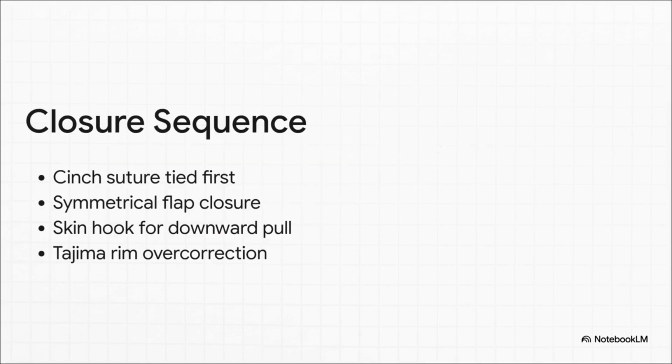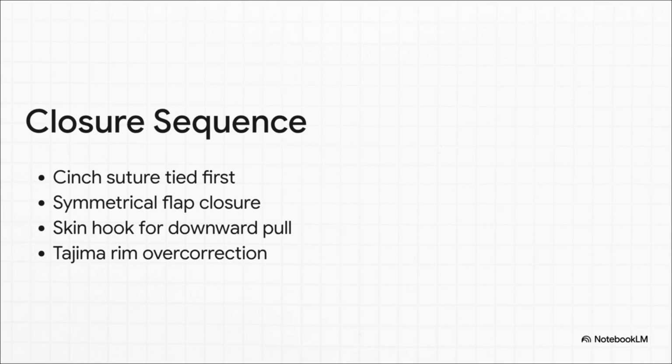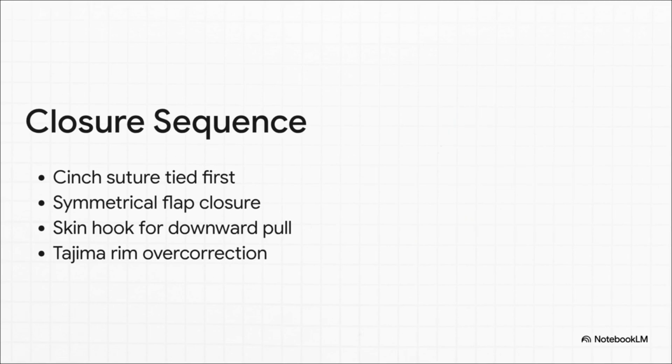The secret sauce here is all in the sequencing. You tie the cinch suture first using internal sutures, and then apply what's known as the skin hook rule for downward traction, which guarantees the flaps close symmetrically. But here is the absolute coolest part: the intentional overcorrection. By using a Tajima rim incision, they intentionally overcorrect the cleft ala by exactly 1 millimeter. Why? Because they know over the next 6 months, the hypoplastic cartilage is going to drop down and settle at the absolute perfect height. It's basically predicting the future.